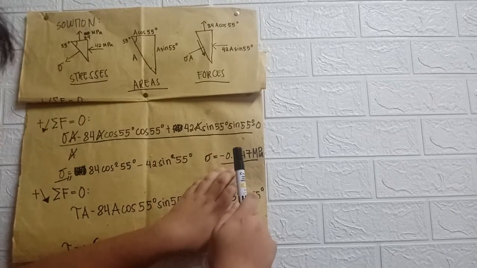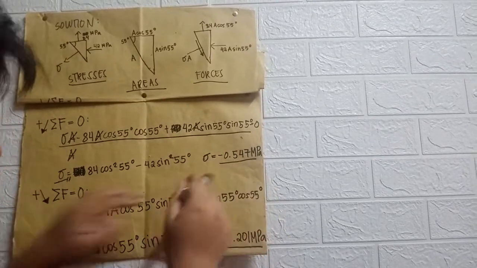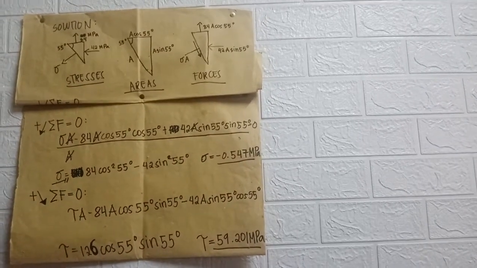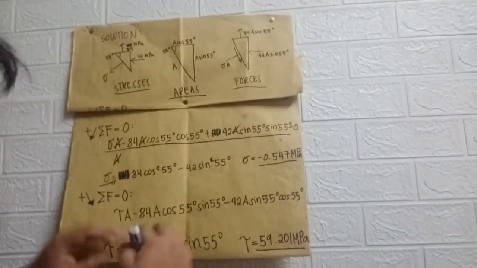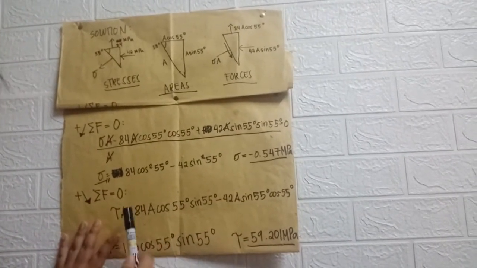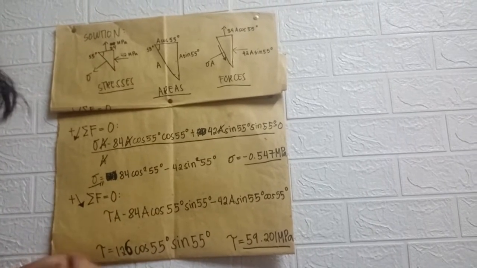Negative 0.547 millipascal. This is our normal stress. So next, we're going to find out the shear stress. The same as with the normal stress, but with a twist.